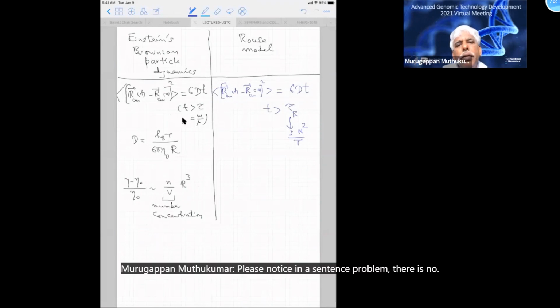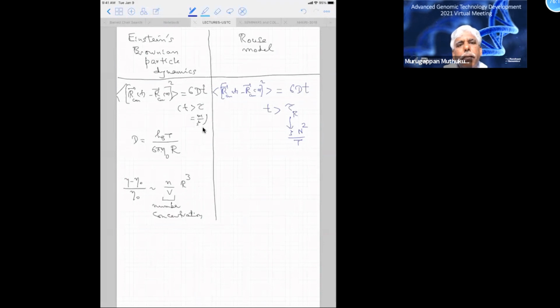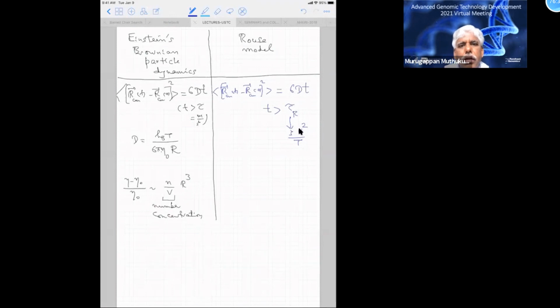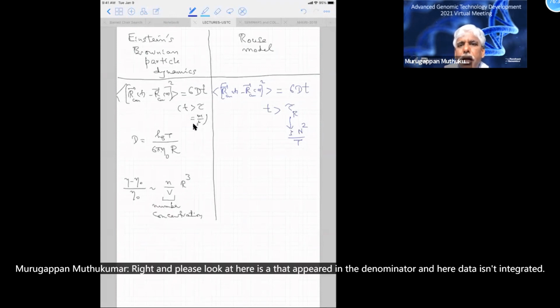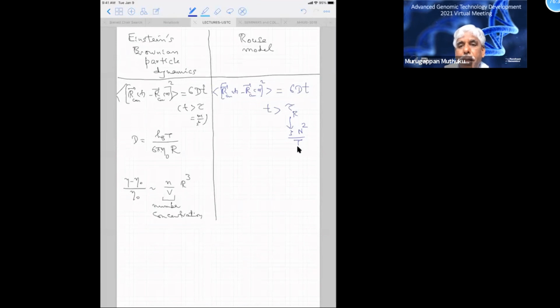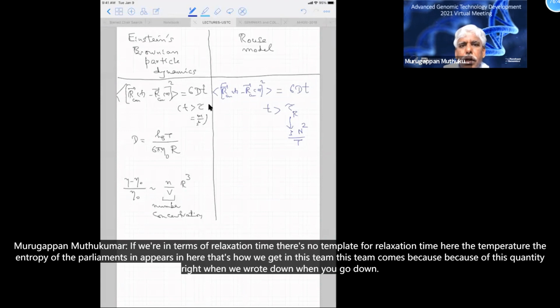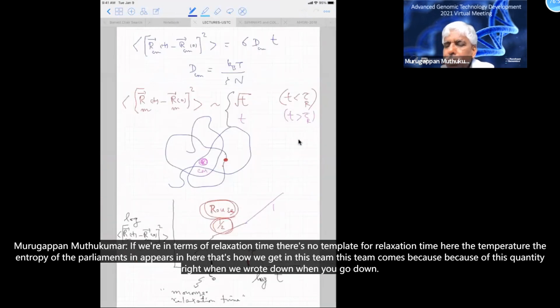Please notice in Einstein's problem, there is no molecular weight squared. Here, N is molecular weight. Here is mass, which is related to the molecular weight of that particle. Look at the difference. The characteristic time is entirely different. And please look, zeta appears in the denominator here, and here zeta is in the numerator. And the temperature appears here. In terms of relaxation time, there is no temperature for the relaxation time. Here, the entropy of the polymer chain appears. That's how we get this T. This T comes because of this quantity.